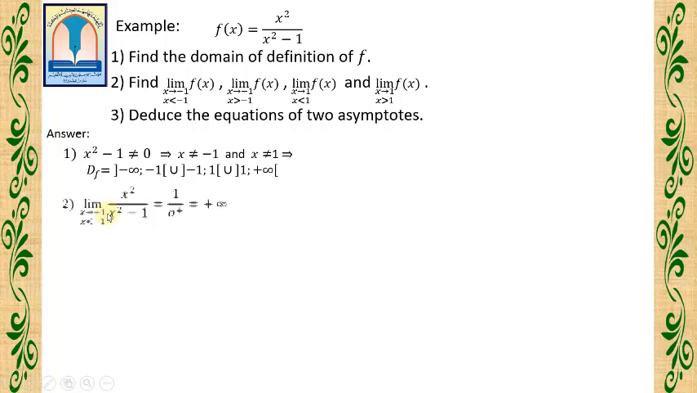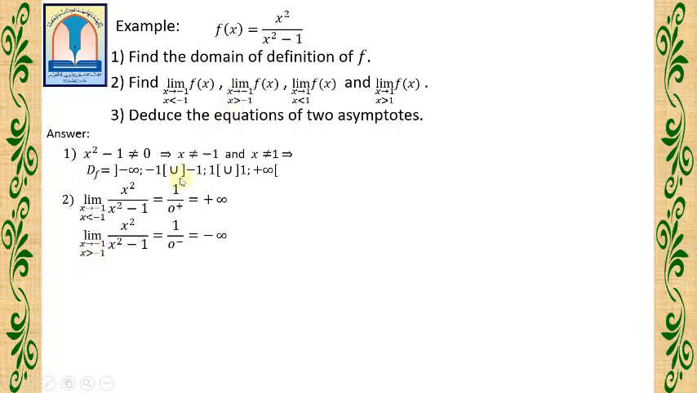Now we find the limit as x tends to minus 1 and x is less than minus 1 for the function. We get 1 over 0 plus, which is plus infinity. And limit as x tends to minus 1 and x is greater than minus 1, we get 1 over 0 minus, which is minus infinity. Then we deduce that x equals minus 1 is a vertical asymptote.